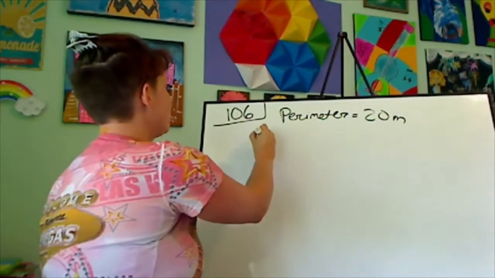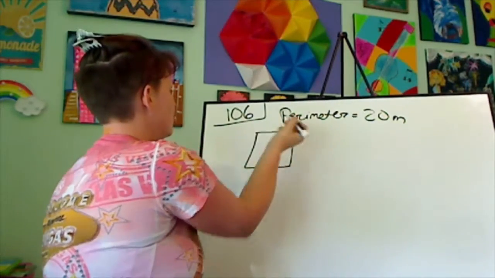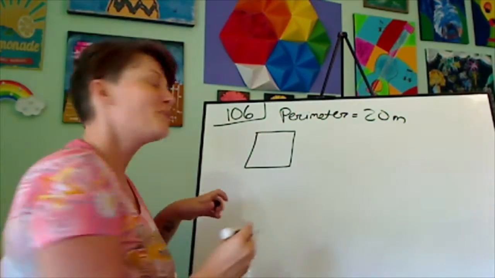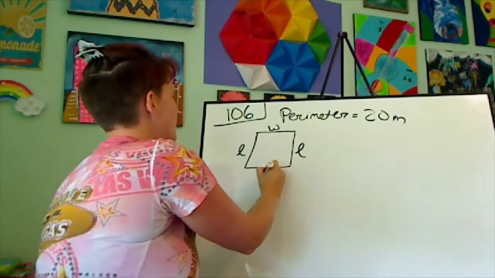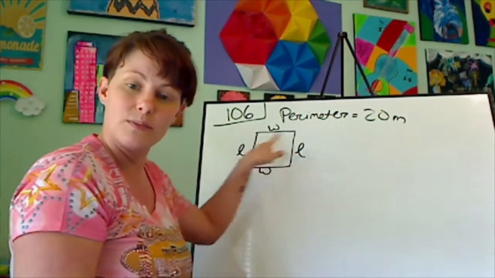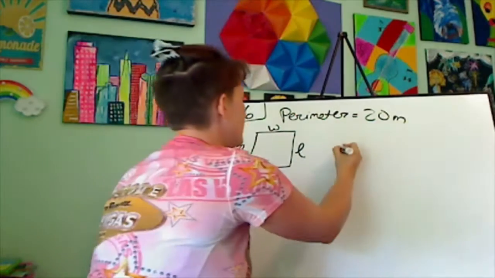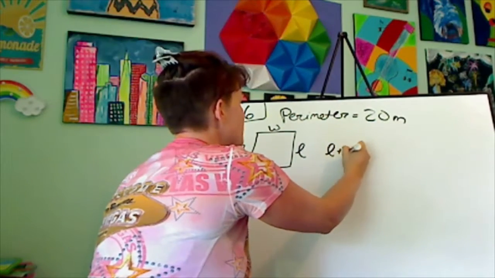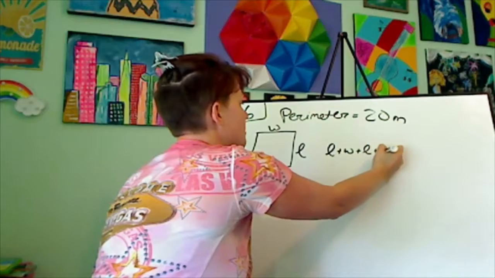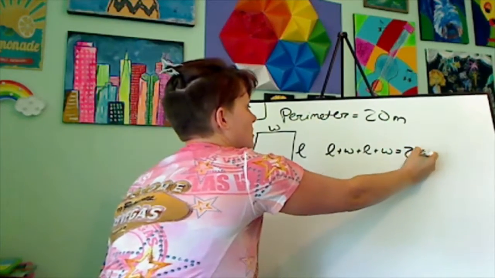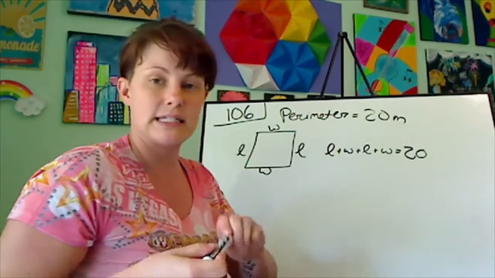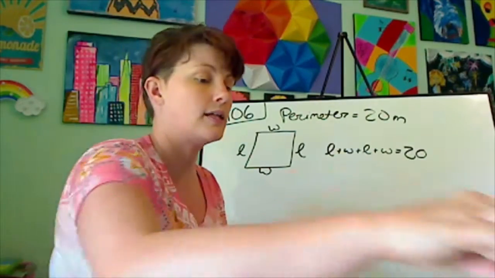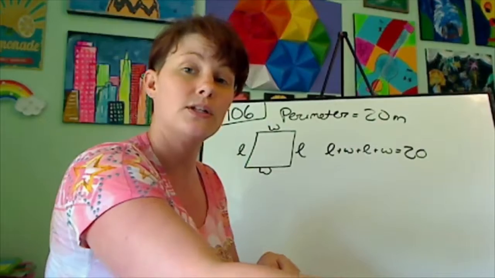So figure, rectangle. Okay, that looks more like a square, but it's a rectangle. And let's say we have length, width, and width. Then you would get the perimeter by adding up all four of those sides. So length plus width plus length plus width equals 20. Now they want us to express this in terms of length, and so I'm actually going to solve it for W, and you'll see why in a second.